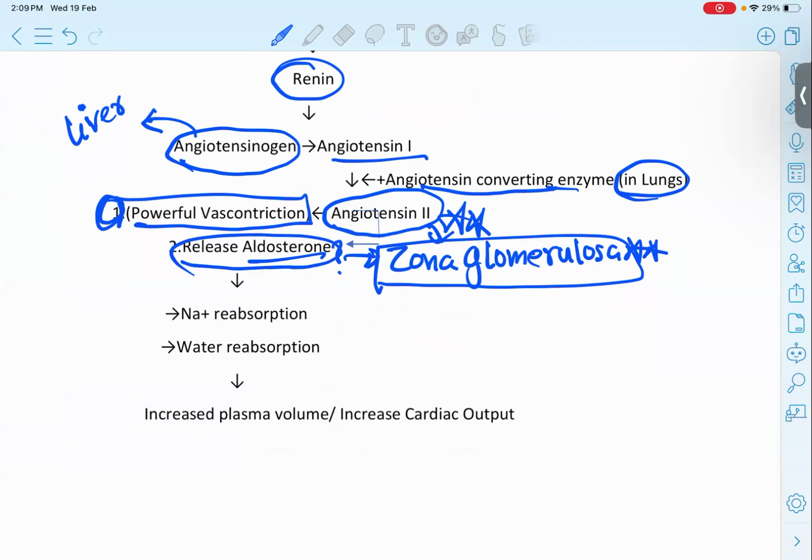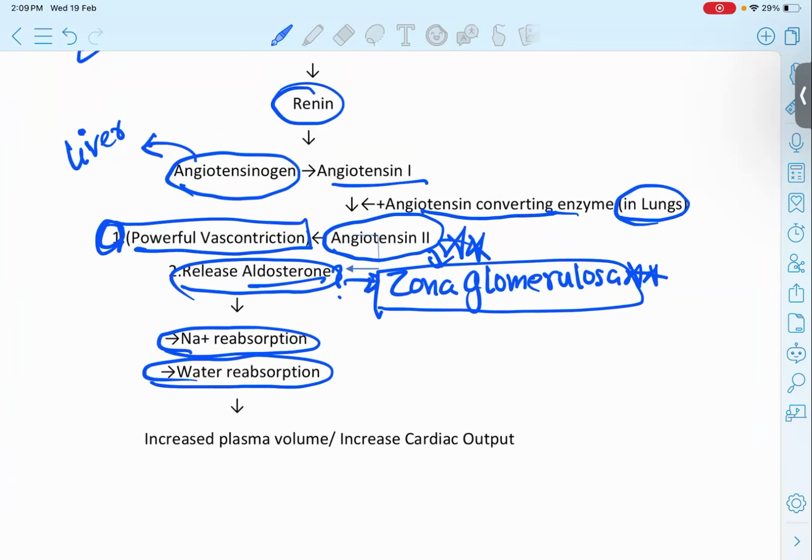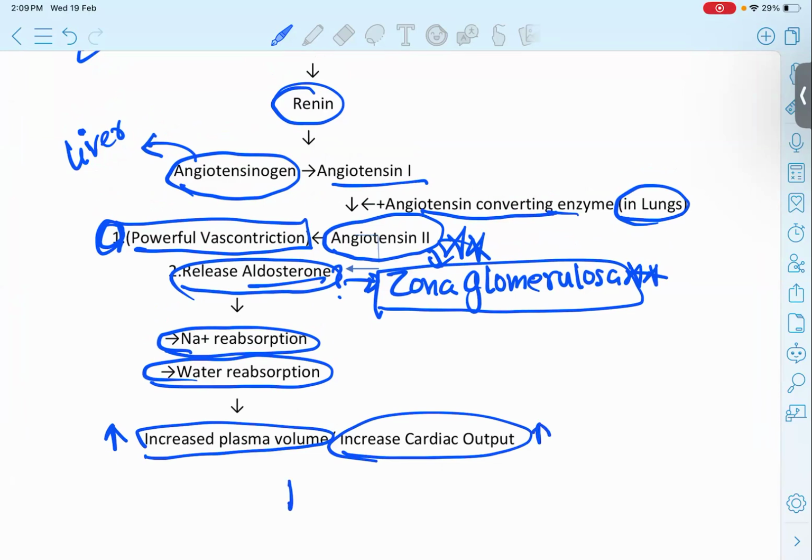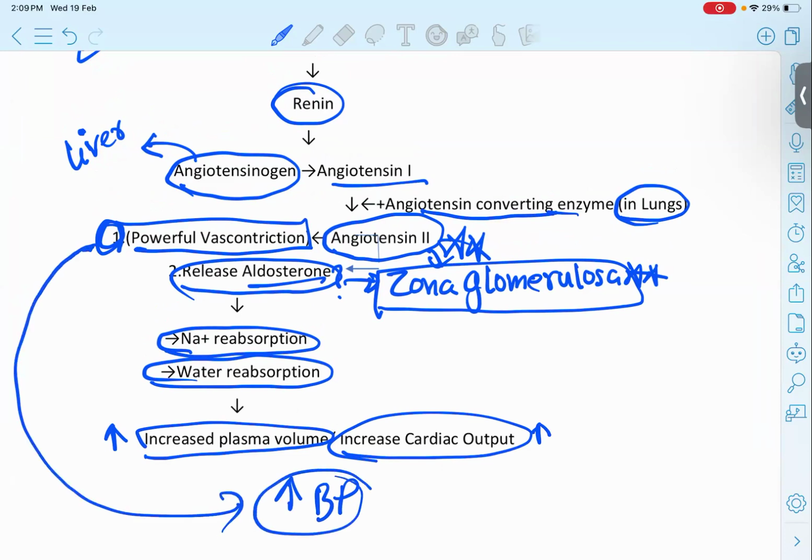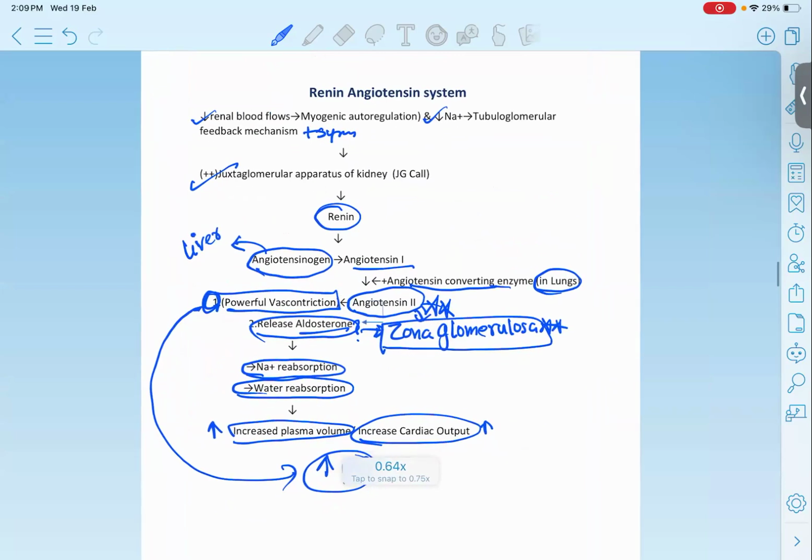Next, what is the function of aldosterone? The function of aldosterone is to increase sodium reabsorption and water reabsorption. So if sodium and water are reabsorbed, ultimately what is going to happen? Plasma volume will increase, cardiac output will increase, blood pressure will increase. And by the action of vasoconstriction, again, blood pressure will increase. And this is nothing but the renin angiotensin system.